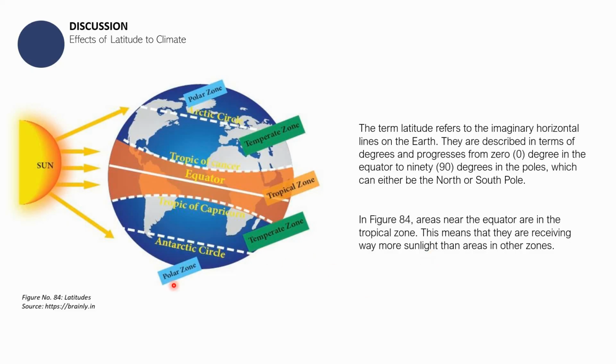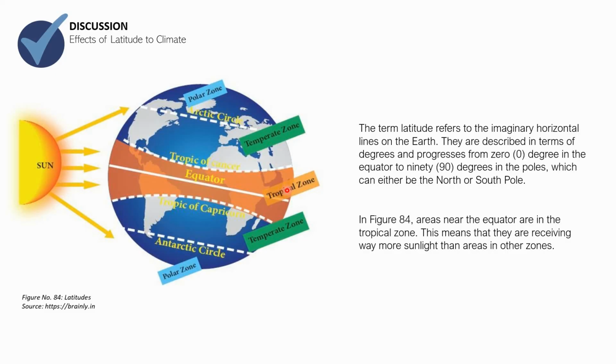So in figure 84, you can see that the areas near the equator are the tropical zones, and this means that they are receiving more sunlight than in any other area. Okay, so ang init. Ang init sa atin, sa zone na to. This is the tropical zone. And the Philippines, its islands, are found within the tropical zone. Kaya yan. Ayan. Okay, so that's fast, right?